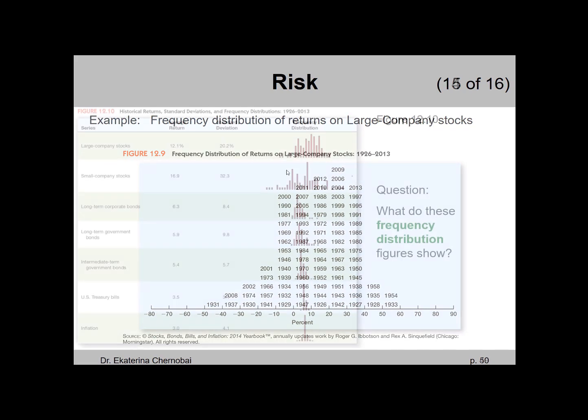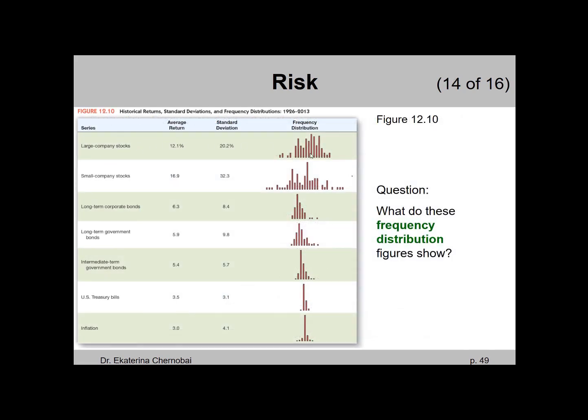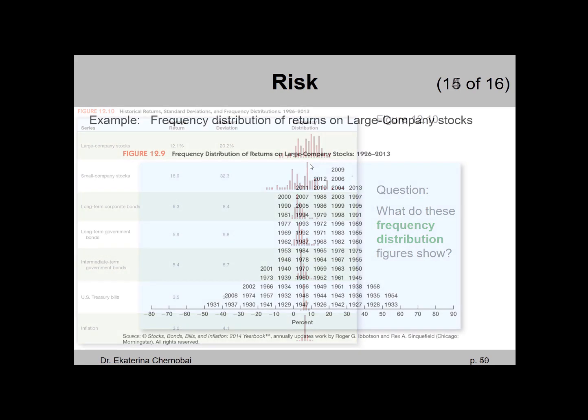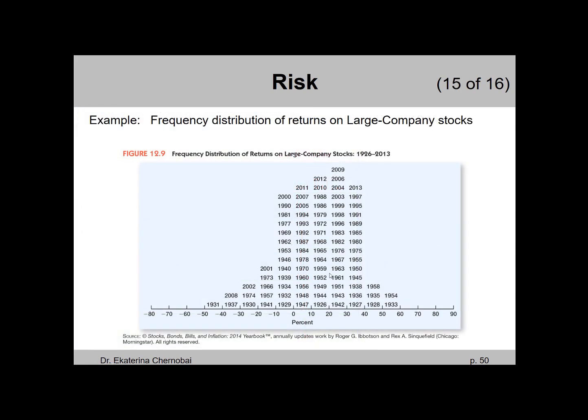For example, large company stocks. In our table, that's number 1, the first row. We are essentially saying something like this. Let's say earning a return between 0% and 10% over 1 year. How many times did that occur? What's the frequency of earning that return? Well, it occurred in 1947, in 1948, in 1956, in 1960, and so on. So we can count how many times it occurred, what the frequency was.